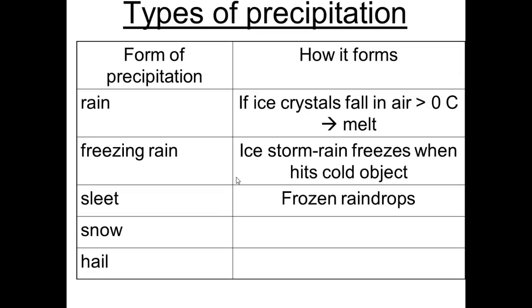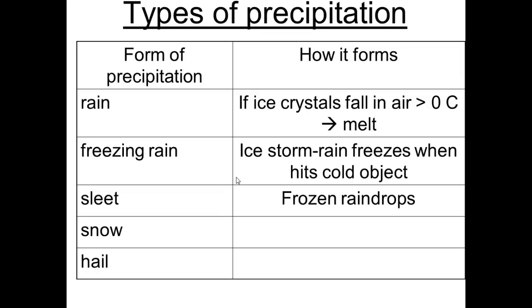As they fall, the crystals sometimes stick to other crystals and become larger snowflakes. If the temperature of all the air between the cloud and the ground is less than 0 degrees Celsius, the ice crystals will fall to the ground as snowflakes. When we see the form of precipitation as rain, we know that the ice crystals melt as they fall through warmer air. That makes the ice crystals melt, causing the precipitation to fall to the ground as rain.